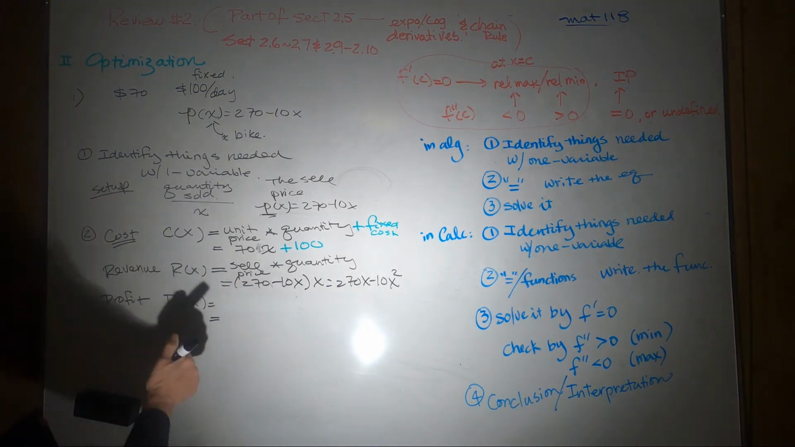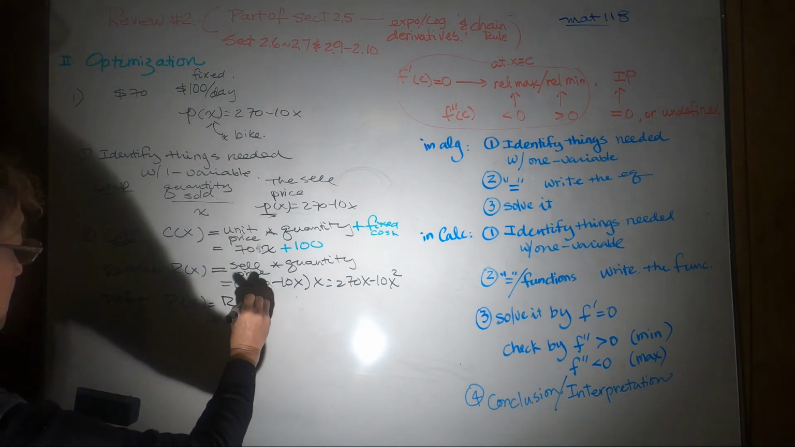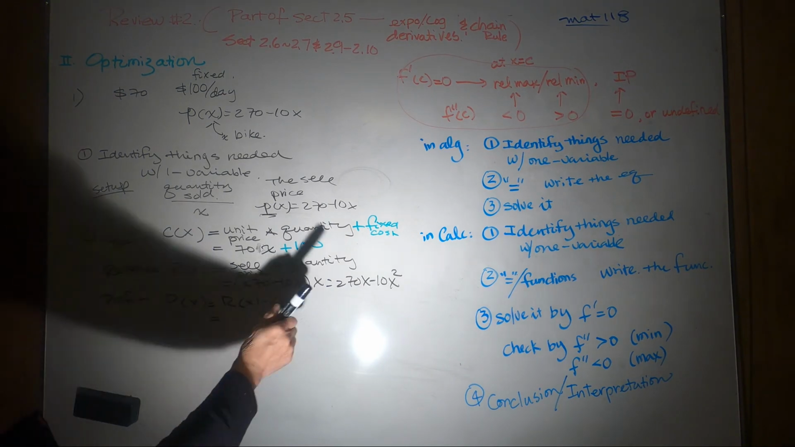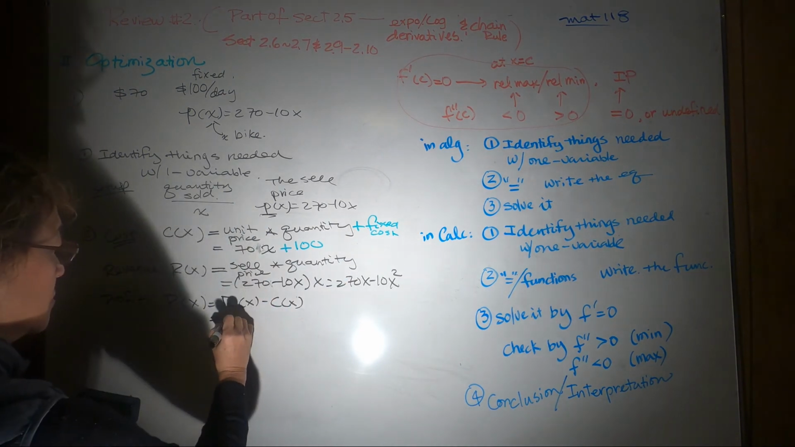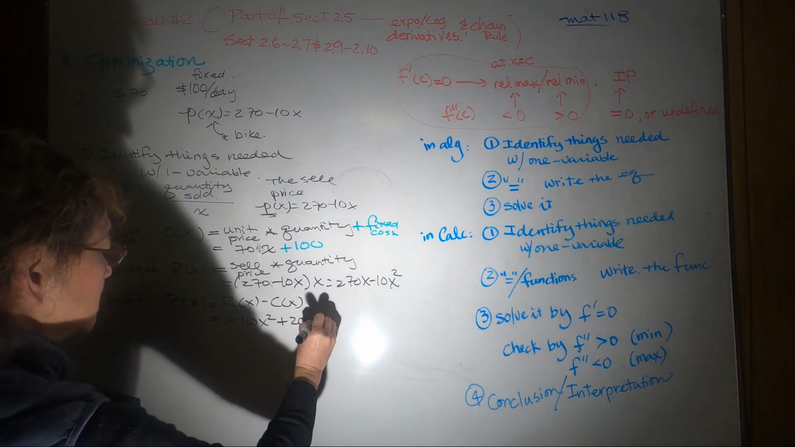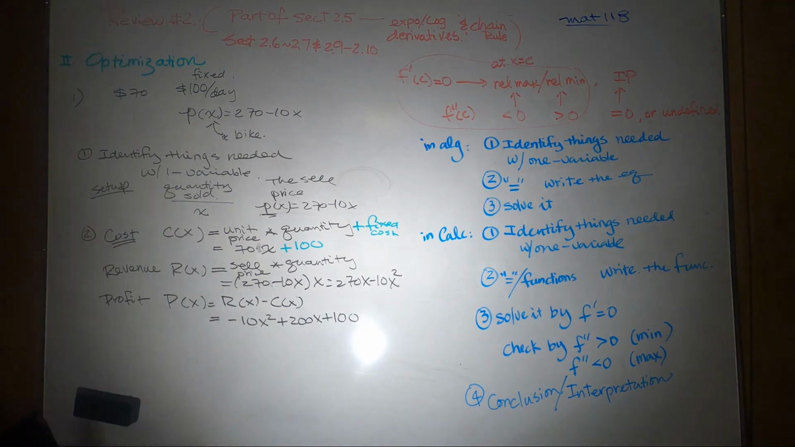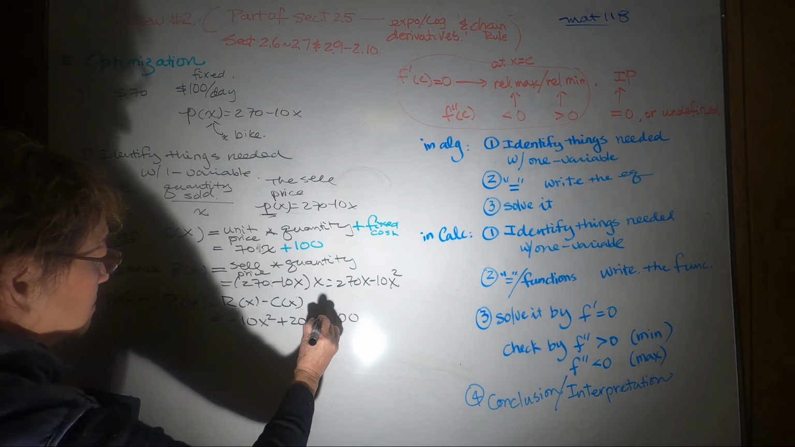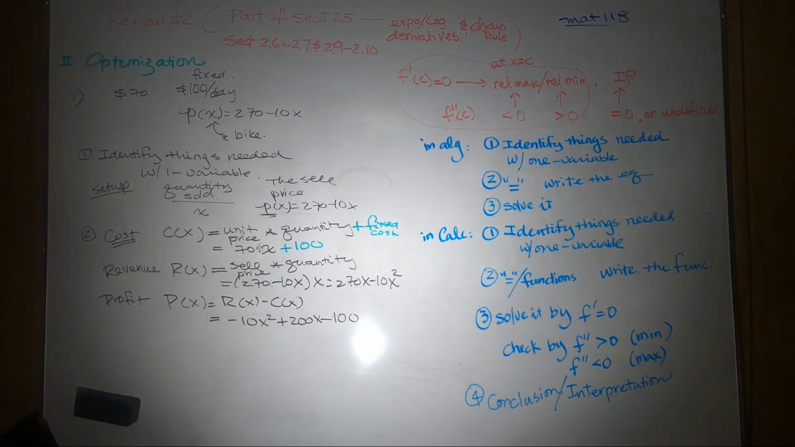Okay, what's the profit? Profit should be Rx minus Cx, right? So this minus this would be negative 10x squared plus 200x minus 100. Oh, it should be minus. Am I right? Do I have any typos? Okay, that's the second step.